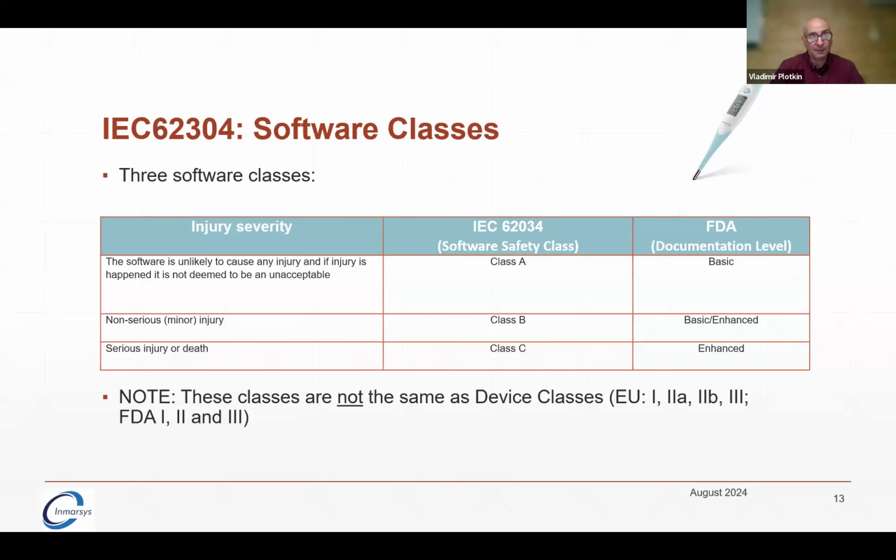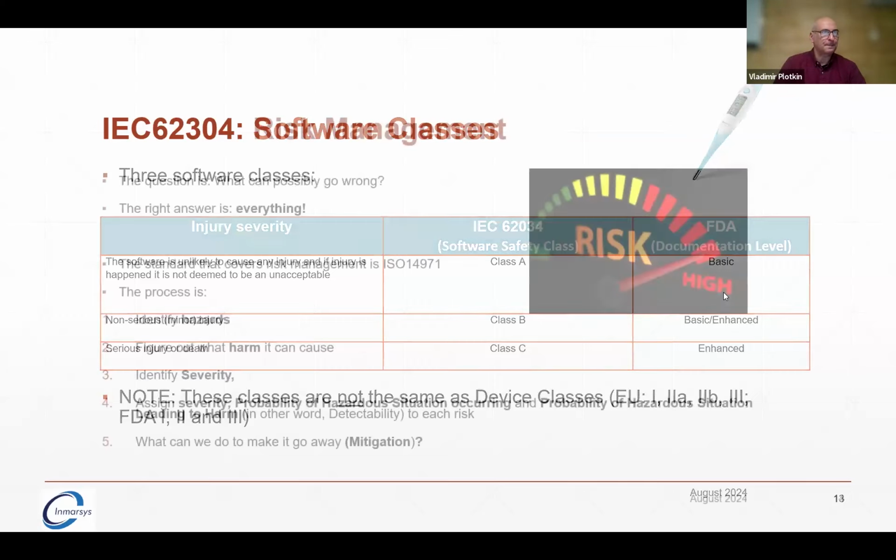But it may well be the same device, but the software is going to be fundamentally different and the process is going to be fundamentally different for these classes. So thank you very much to all those who participated.